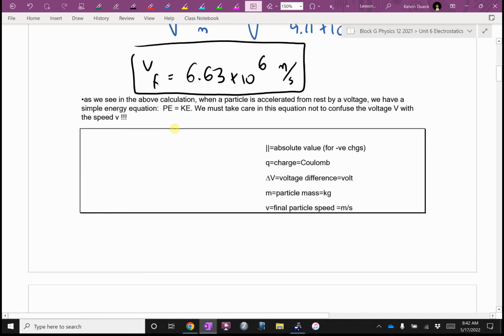So, as we see in the above equation, when a particle is accelerated from rest by a voltage, we have a pretty simple equation. All of the electric potential energy is turned into kinetic energy. You do have to be careful not to confuse V with v. Big V voltage, little v speed. And so we have this: qV equals a half mv squared. Really, it's a potential difference, and really, it's going to be the absolute value of that, because if you're taking the square root, you want it to be positive.